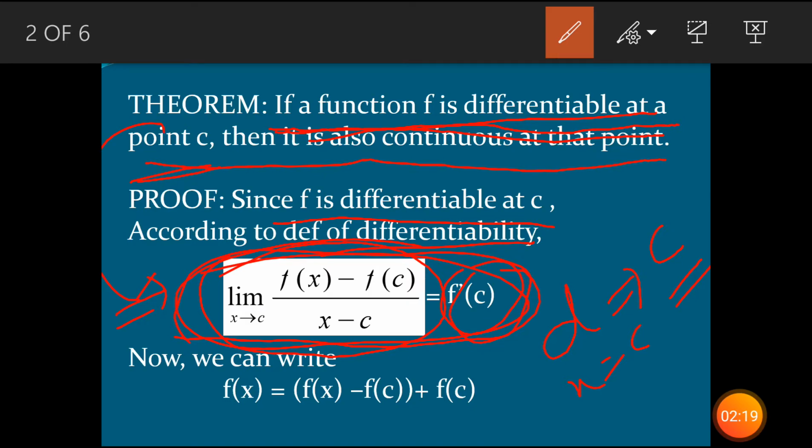Now this is actually, you can say, a tricky step, so you just remember this. How are we doing it? We can write f(x) as f(x) minus f(c) plus f(c). It means we have subtracted this quantity as well as added this quantity. So this can be done, there is no problem in that. Is it clear to you? Only this step you just remember, otherwise everything is very easy for you. Just see the next one.